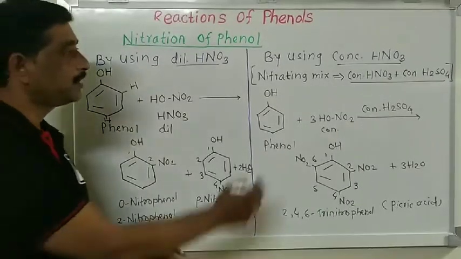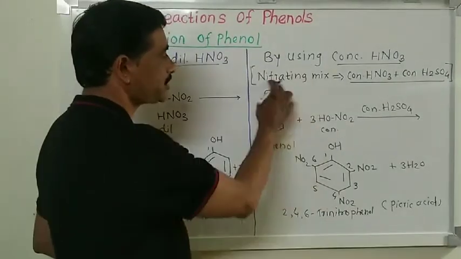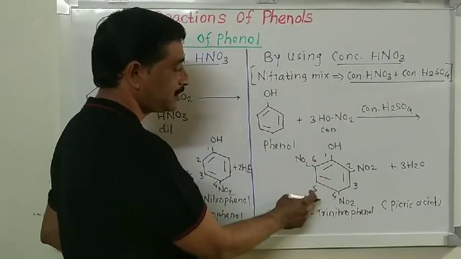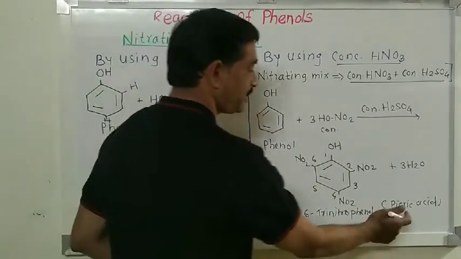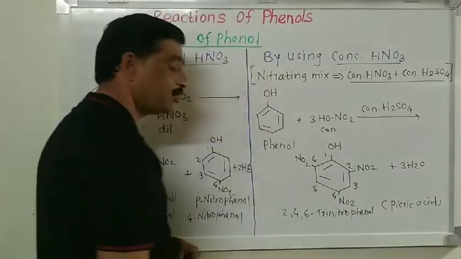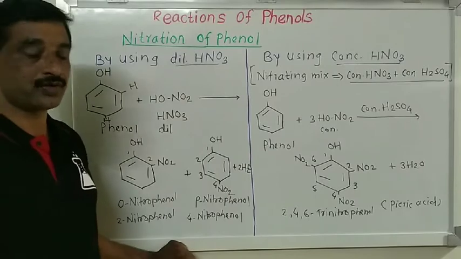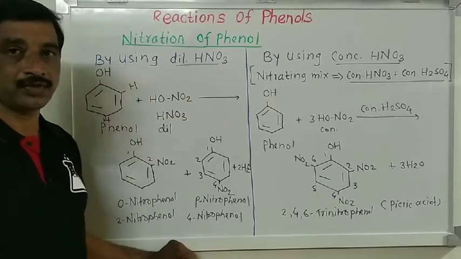So in this way, phenol on nitration by using nitrating mixture gives the important compound that is known as picric acid. The IUPAC name of picric acid is 2,4,6 trinitrophenol.